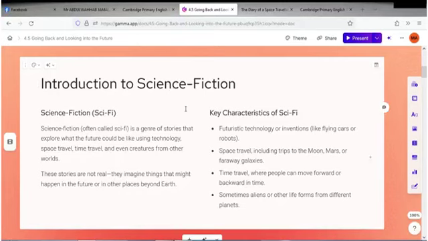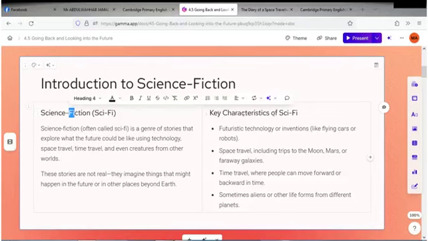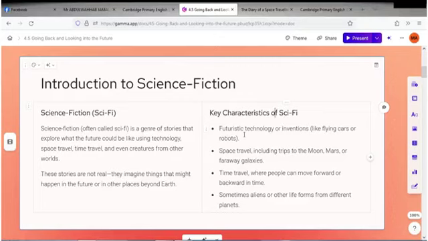Key characteristics of science fiction, or sci-fi if you wish to say, sci and fi. Futuristic technology or inventions like flying cars or robots. Space travel including trips to the moon, Mars, or any other planets or faraway galaxies. Time travel, where people can move forward or backward in time using a time machine or teleporting technology. And sometimes aliens or other life forms from different planets can be characters or main characters in the story.